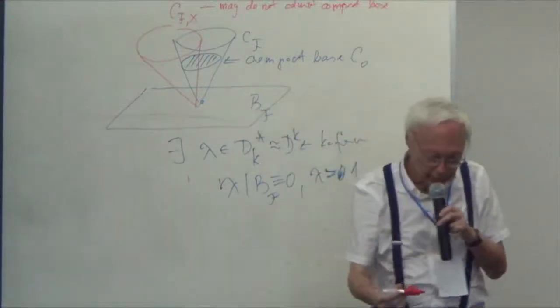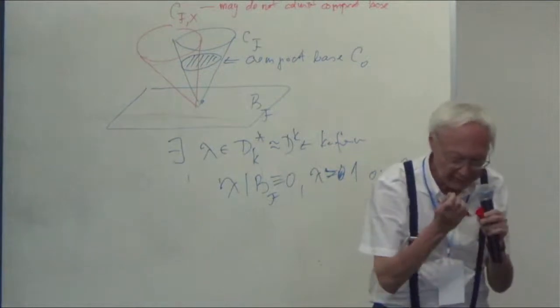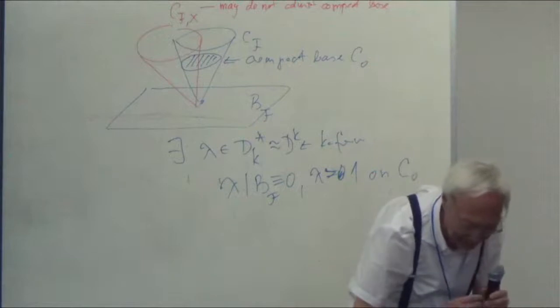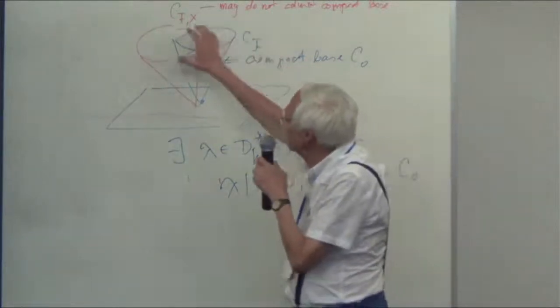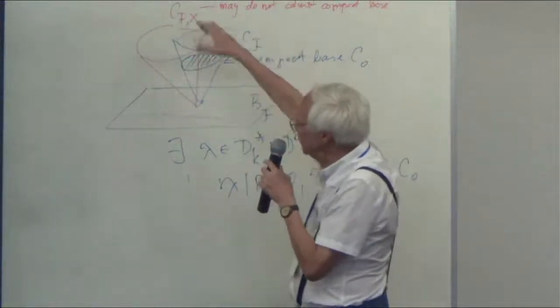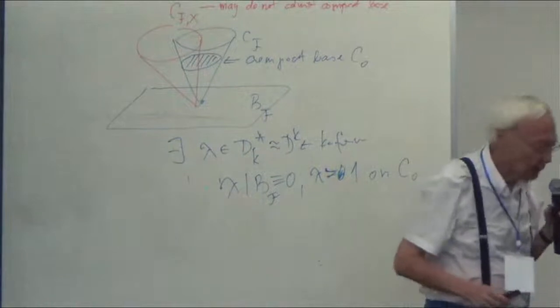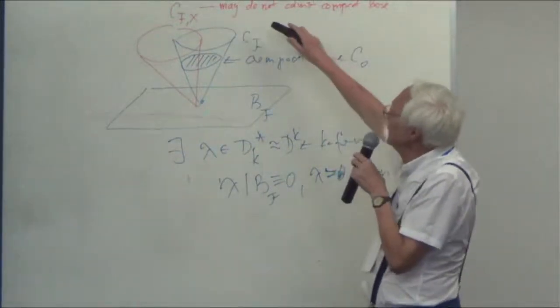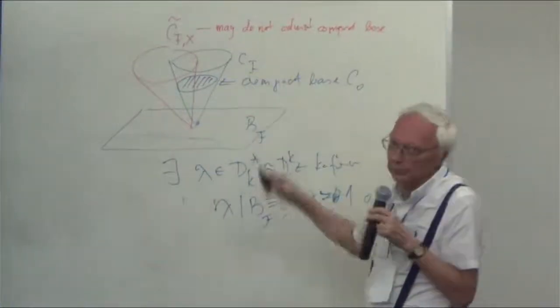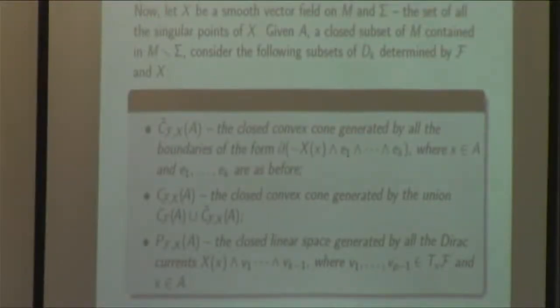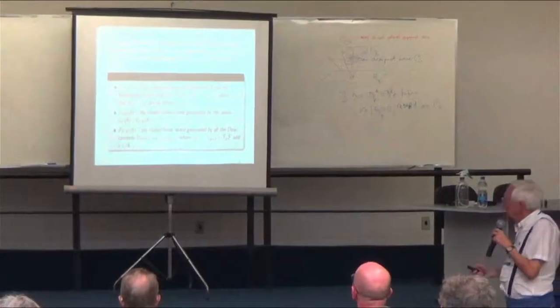And now using these two cones, we generate a new one. So you can imagine, probably without the drawing, that we take the union of these two cones, and then the convex hull of the union. Since this cone may not have a compact base, the union of these two has the same property. And there is another closed linear subspace of currents.